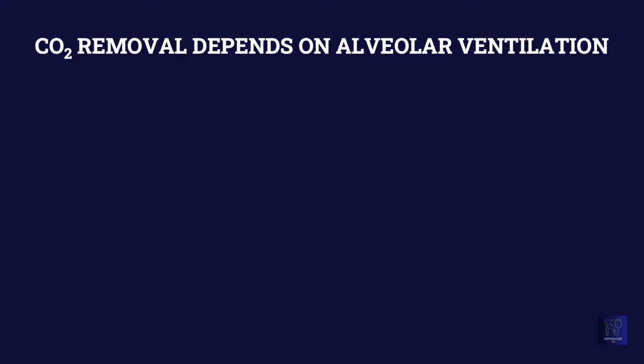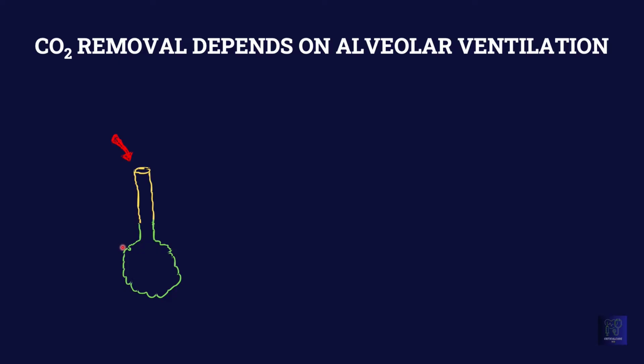The most important concept to know is that carbon dioxide removal depends on alveolar ventilation. Let's understand this. Consider this tube and balloon model of the lung where the yellow part of the tube is depicting all the airways, starting from the upper airways all the way down into the terminal bronchioles, basically all the airways where there is no gas exchange happening. The green part of the airways represents respiratory bronchioles and the balloon represents all the alveoli. So the green part is where the gas exchange is happening.